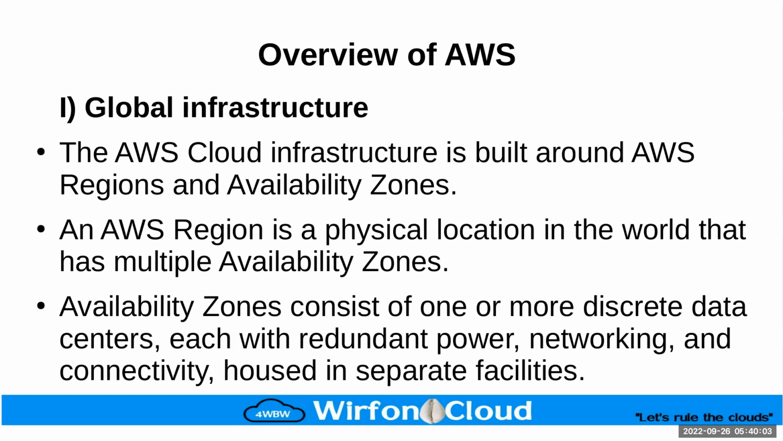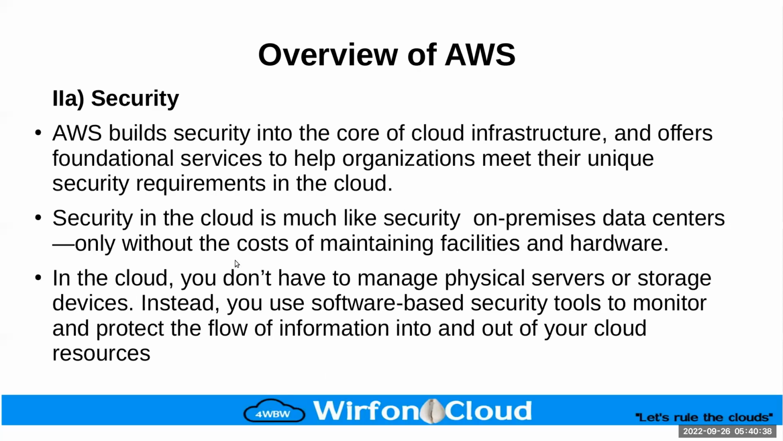A region is normally a physical location that will contain multiple availability zones. You'll see more about that tomorrow, but just the definition here: a region is a physical location that will have multiple availability zones. And what is an availability zone? An availability zone consists of one or more discrete data centers with redundant power, networking, and connectivity, housed in separate facilities. So when you're thinking of AWS services, you should also keep in mind that they are running on some infrastructure. I'm just giving an overview. Details will come in following modules.